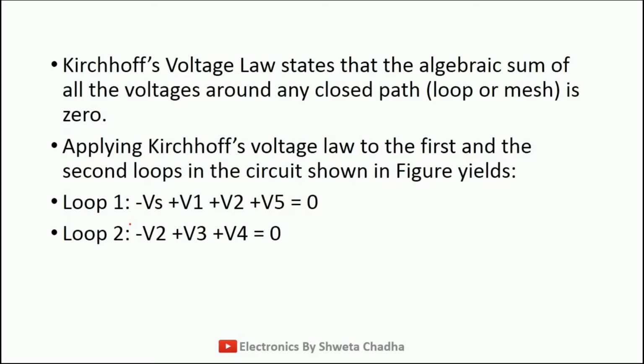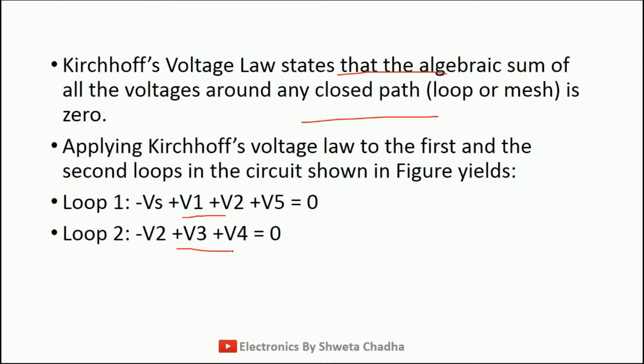So here comes Kirchhoff's voltage law. As per KVL, it says that the algebraic sum of all the voltages around any closed loop or path is 0. So let us apply KVL in the given circuit diagram. We have 2 loops, loop number 1 and loop number 2. So in loop number 1, the equation will be minus Vs plus V1 plus V2 plus V5 is equal to 0. On the other hand, in loop number 2, the equation comes out to be equal to minus V2 plus V3 plus V4 is equal to 0.